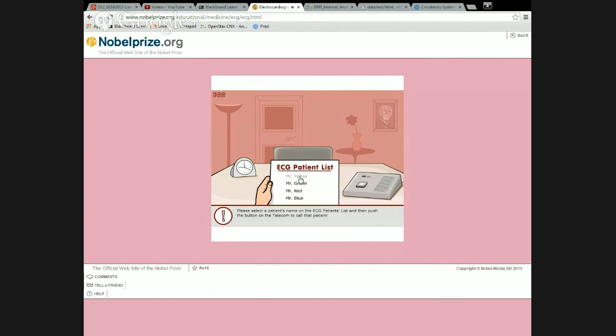So in this game, you have 4 patients to see. They're just named by different colors. Mr. Yellow, if we call him in using our intercom button there, he shows up. We know he's Mr. Yellow because he has a yellow tie. Gives us some information about him, and he says that he's been sent here to get an EKG done. Is it going to hurt?